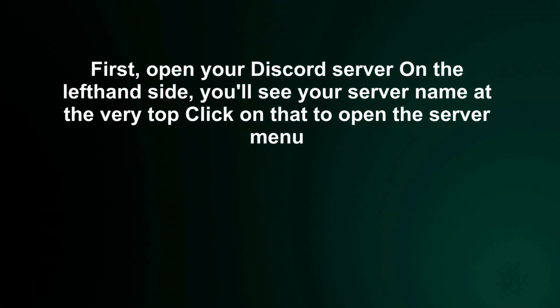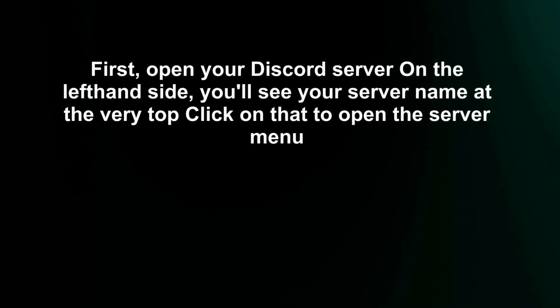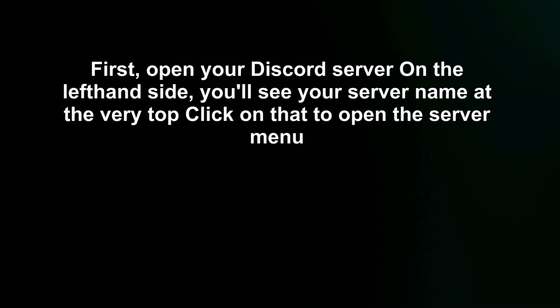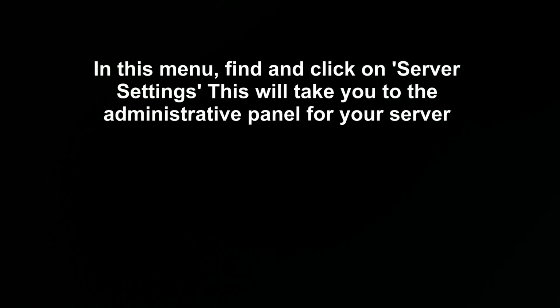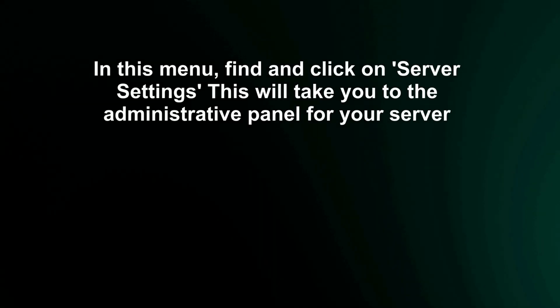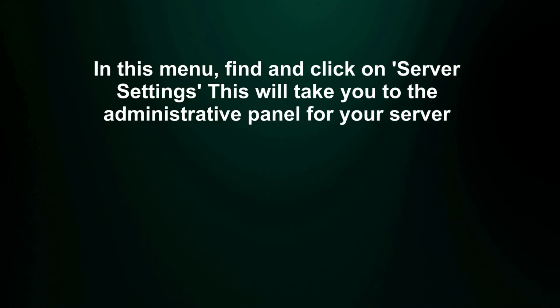First, open your Discord server. On the left-hand side, you'll see your server name. At the very top, click on that to open the server menu. In this menu, find and click on Server Settings. This will take you to the administrative panel for your server.